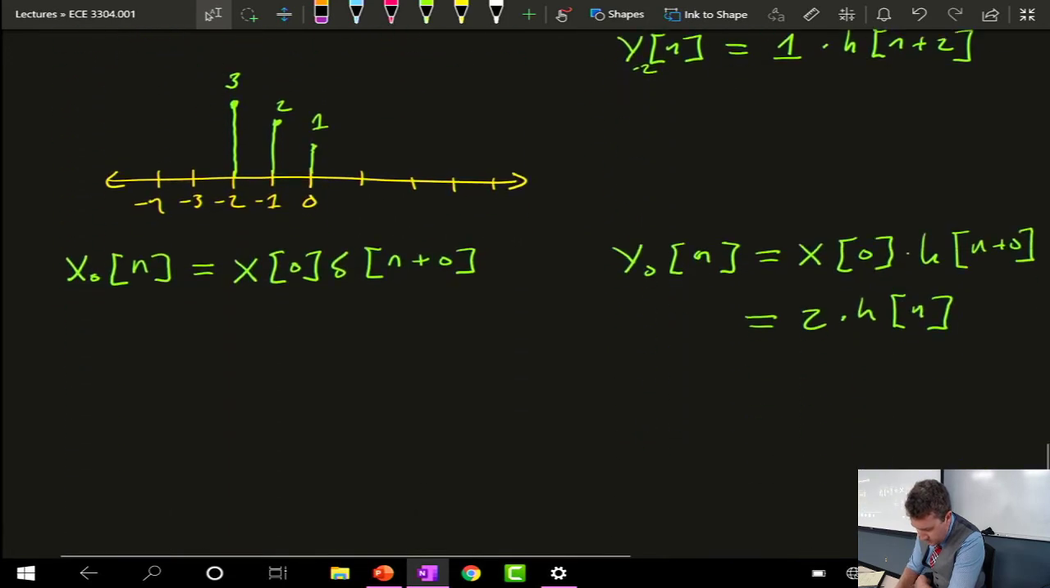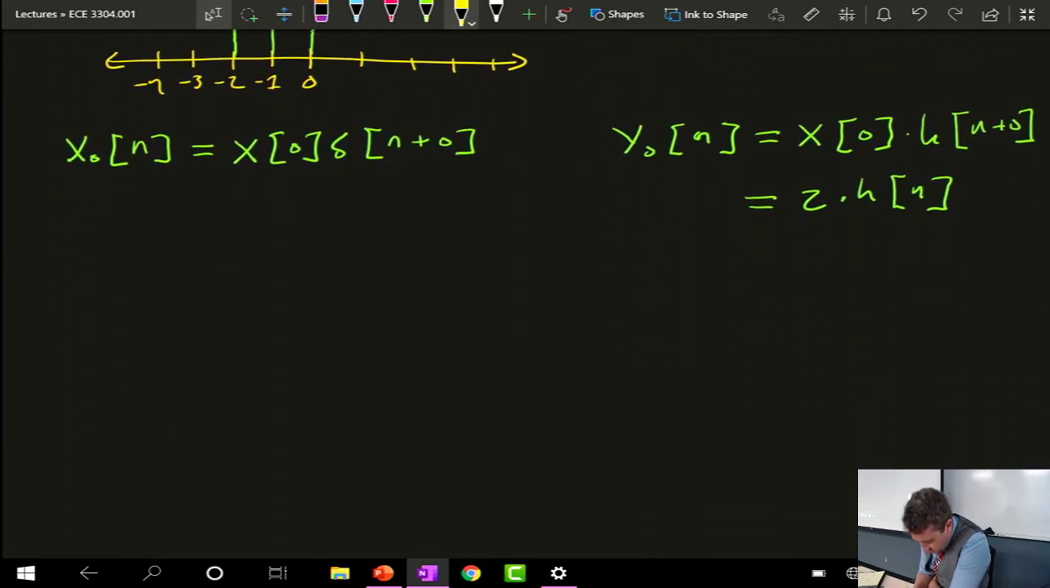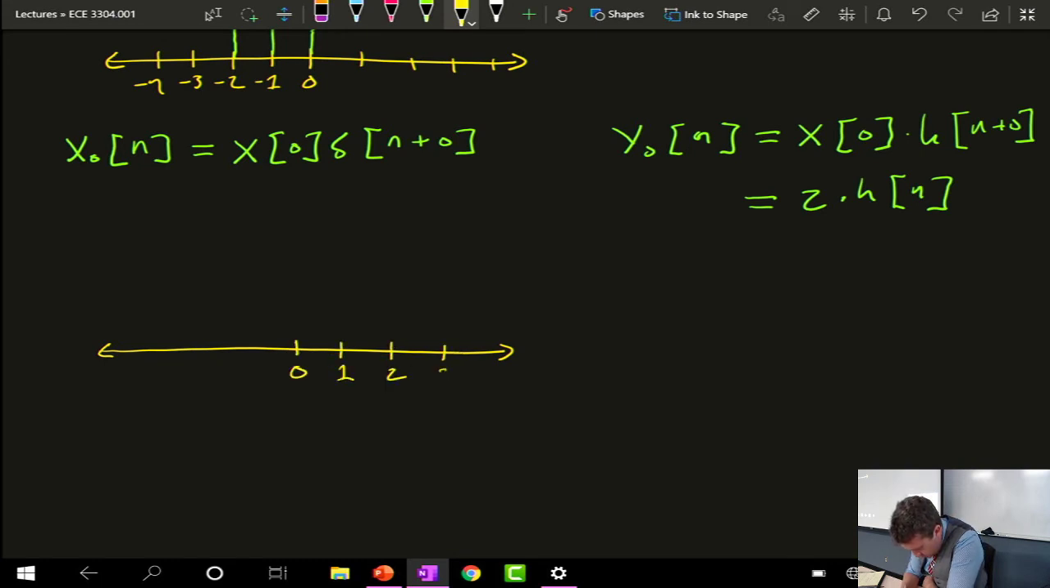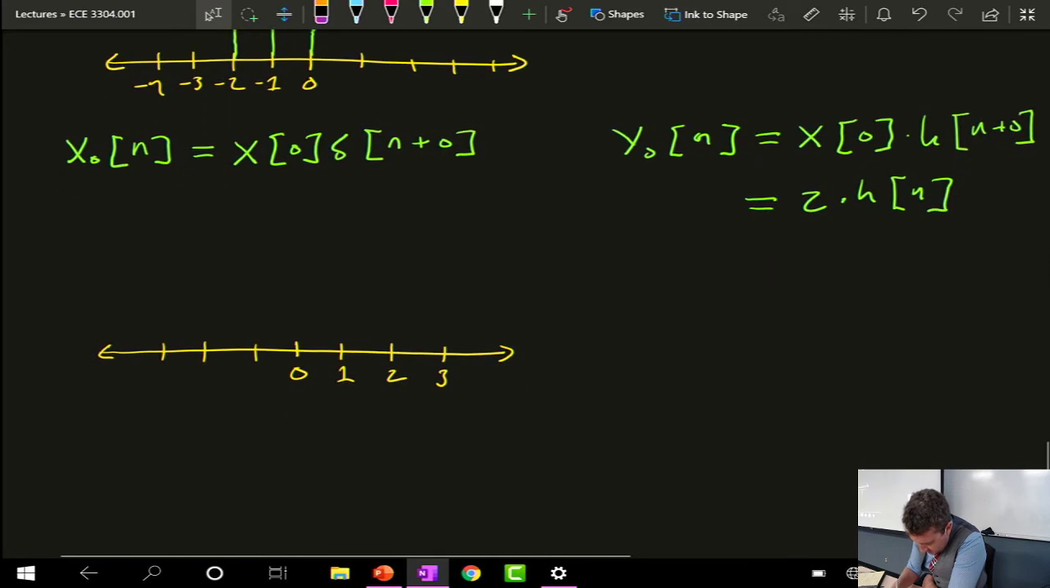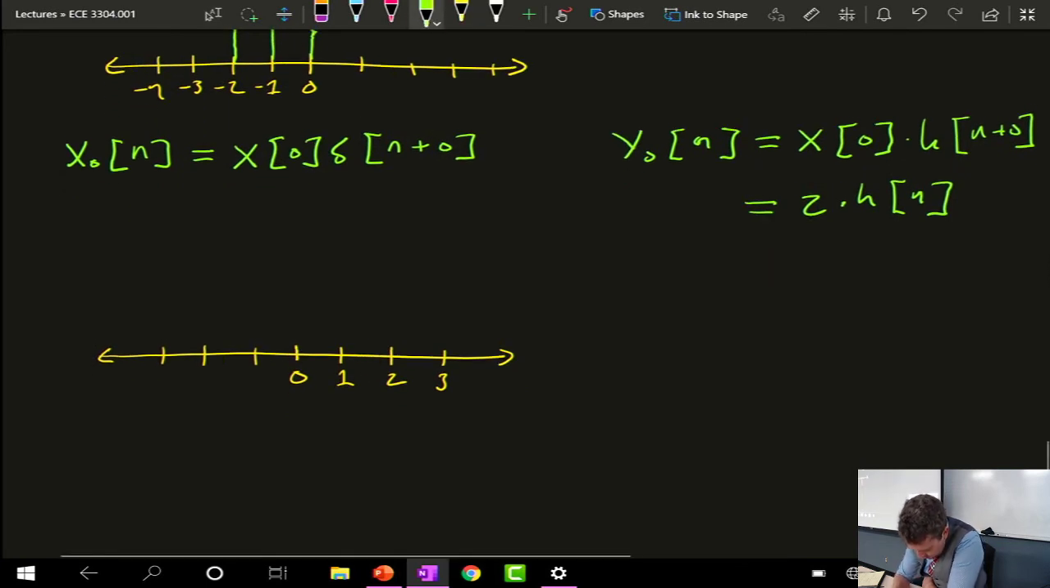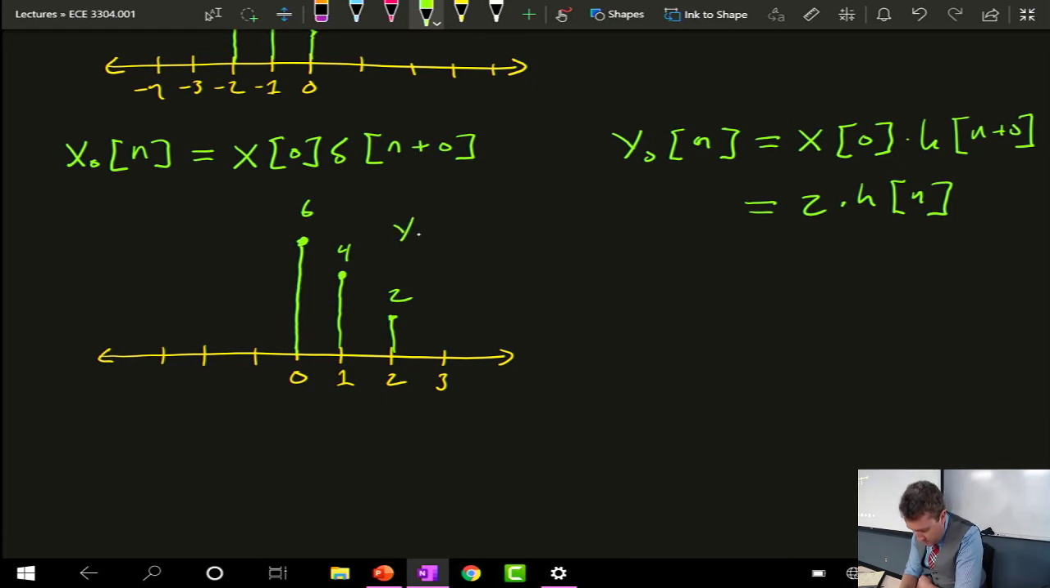All right, so that means that our new graph looks like this: 0, 1, 2, 3, -1, -2, -3. So we had 3, 2, 1 starting at 0, so that means we're going to have what? 6. Yeah, good. 4 and 2. Yeah, we're going to have 6, 4, and 2 for our y of 0 at n.